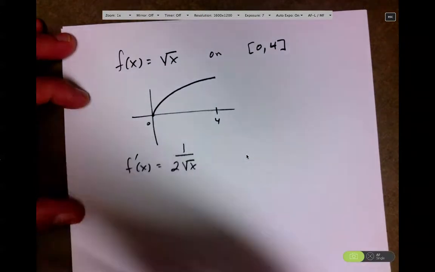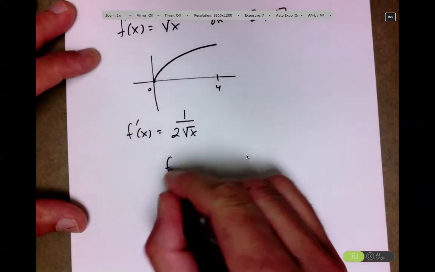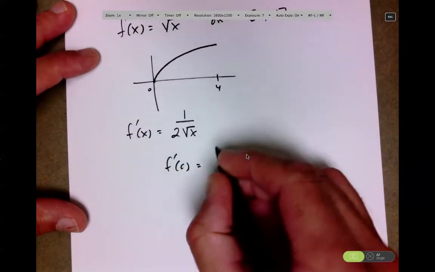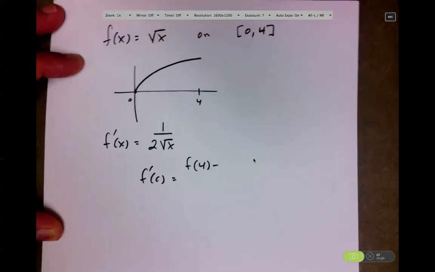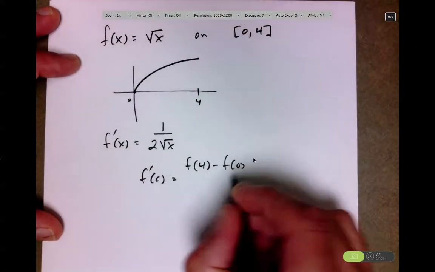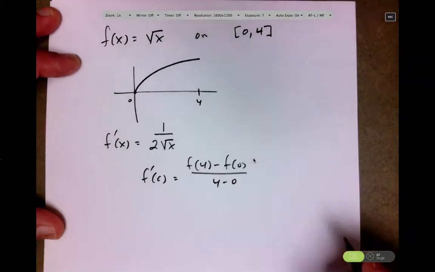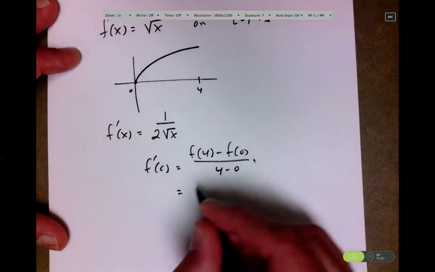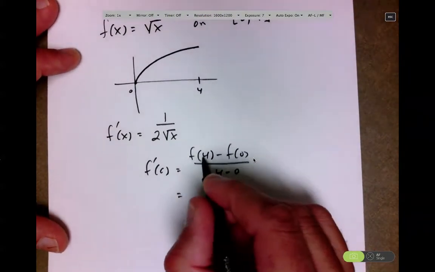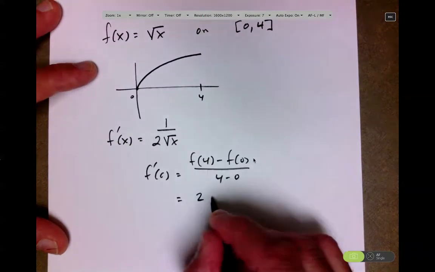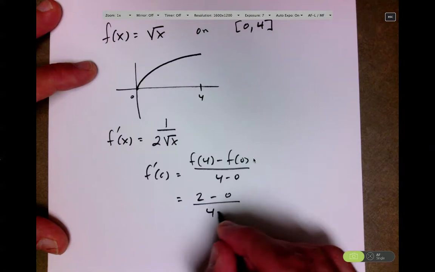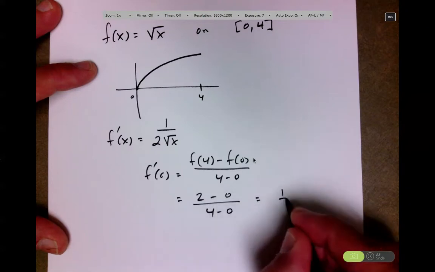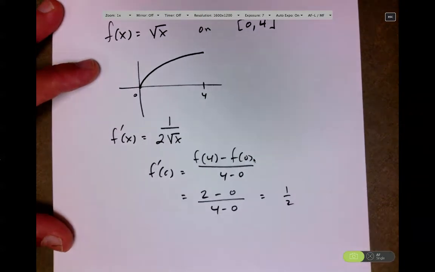So now we want to find out where the derivative is going to be equal to f evaluated at 4 minus f evaluated at 0, divided by 4 minus 0. All right, so plugging in here, the square root of 4 is 2. The square root of 0 is 0. We're going to divide that by 4 minus 0, and we're going to end up with 1 half.